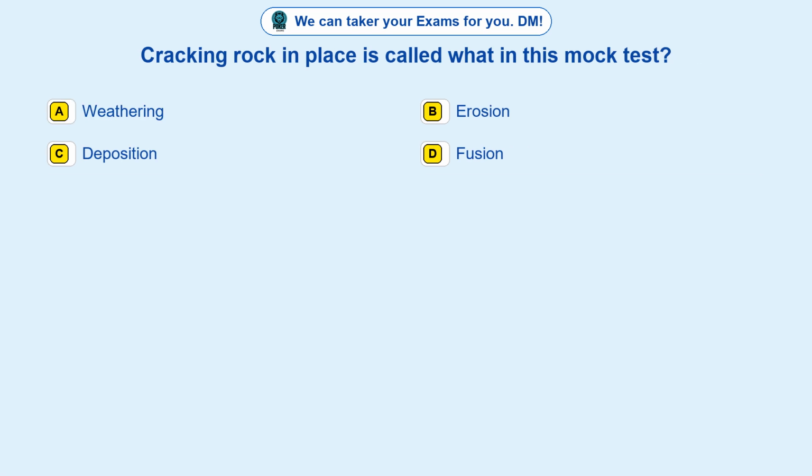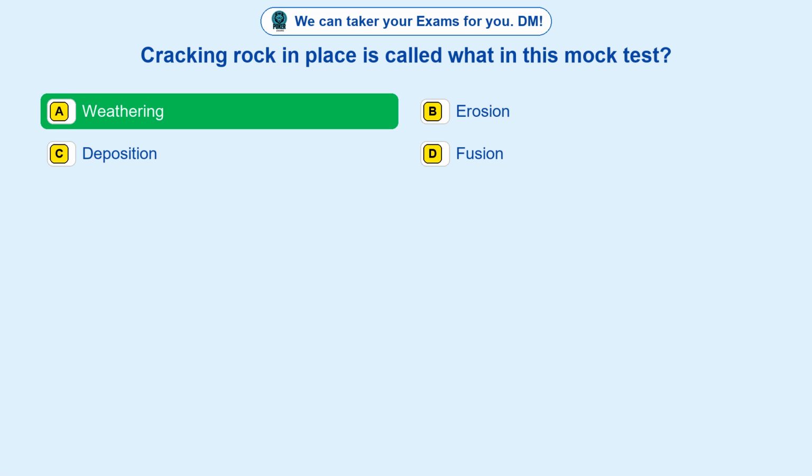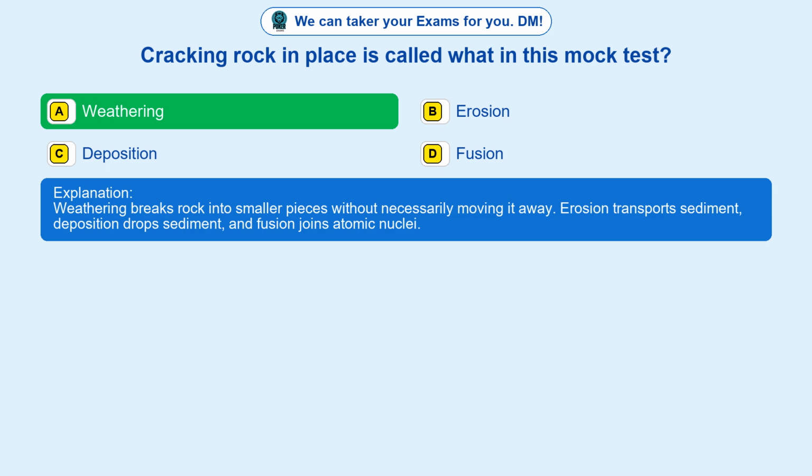Question 81. Cracking rock in place is called what in this mock test? Option A, weathering. Option B, erosion. Option C, deposition. Option D, fusion. The correct answer is option A. Weathering. Weathering breaks rock into smaller pieces without necessarily moving it away. Erosion transports sediment, deposition drops sediment, and fusion joins atomic nuclei.